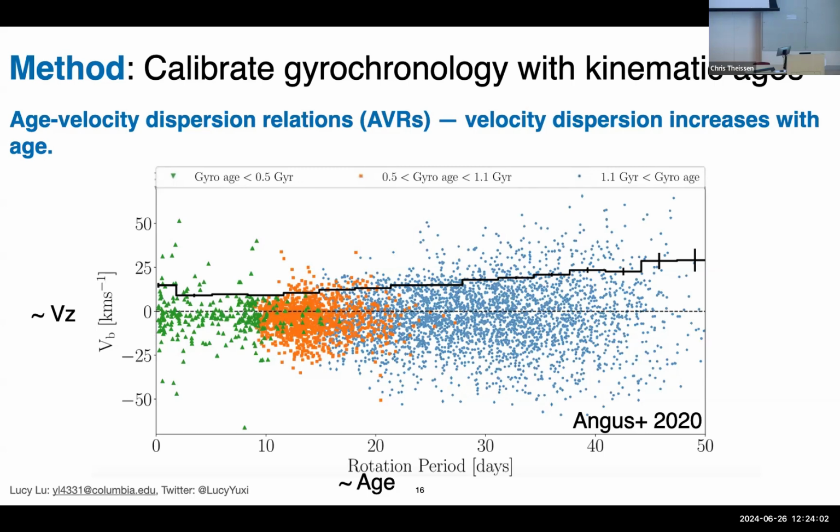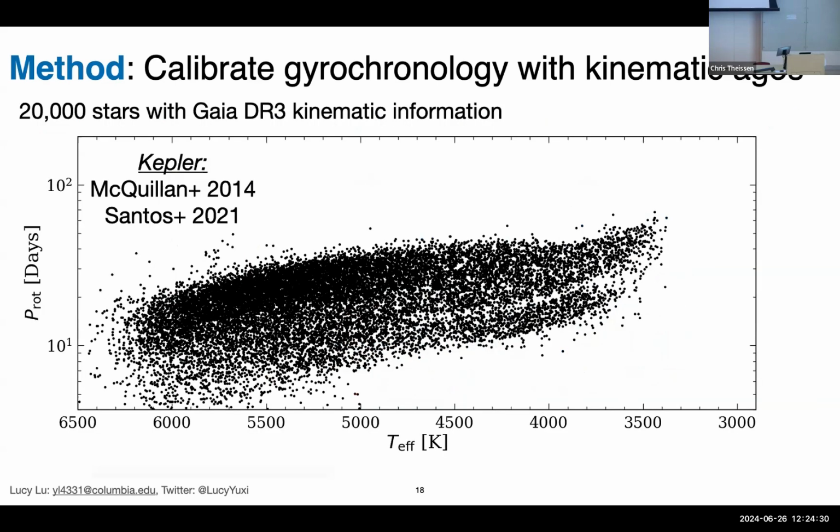So we can use kinematic ages to calibrate gyrochronology. And if you discover that there are some very fast rotating stars that have a higher velocity dispersion than what they should have, and thus most likely binary stars, because they're in binary interaction, it spins up the star in a way. So as a result, kinematic ages cannot be used to calibrate gyrochronology for fast rotating stars. So that's one of the caveats.